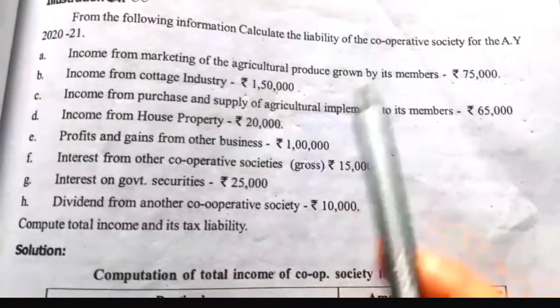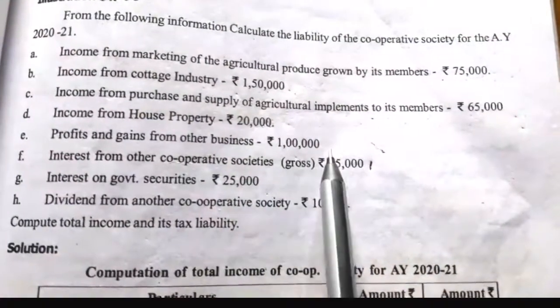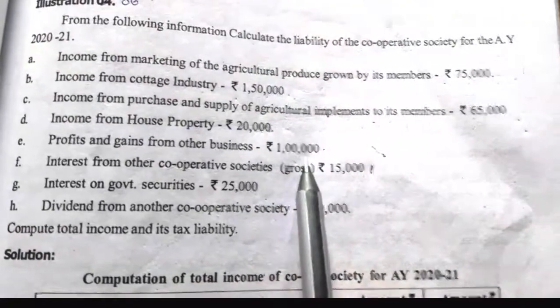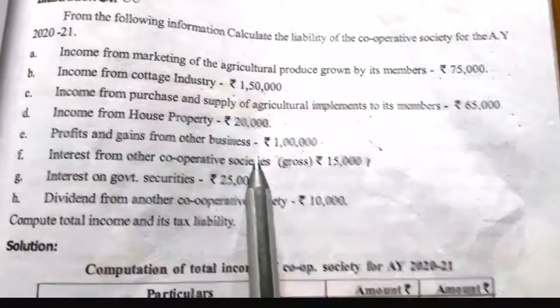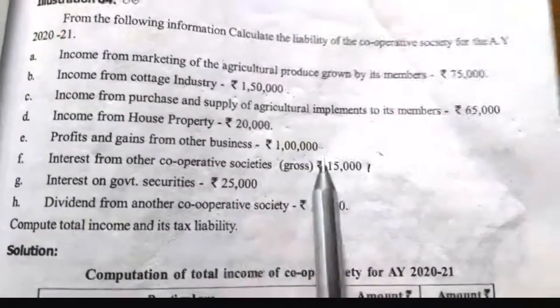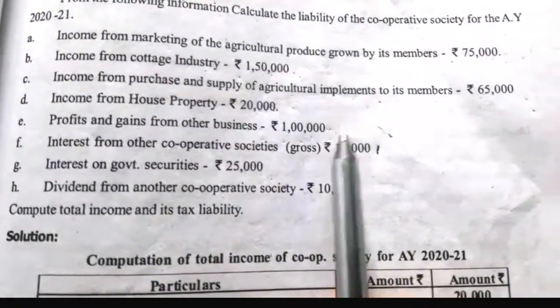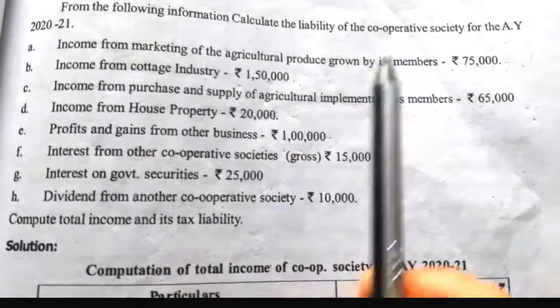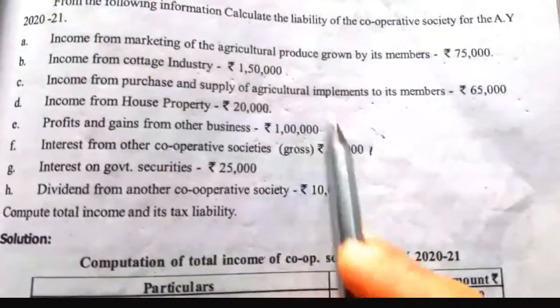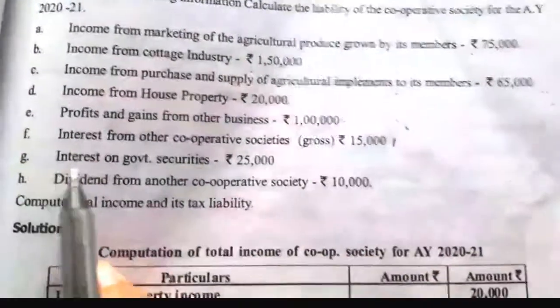Here we have to take this income as a business income under section 28, the full value of 1 lakh. Again, for this profit or gain from other business, we can claim reduction under section 80P, maximum 50,000, because this is a cooperative society, not a consumer cooperative society. So a 50,000 reduction can be claimed.